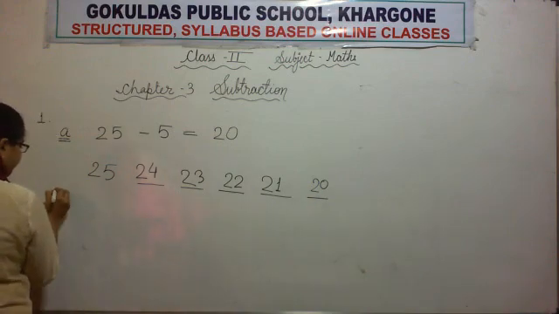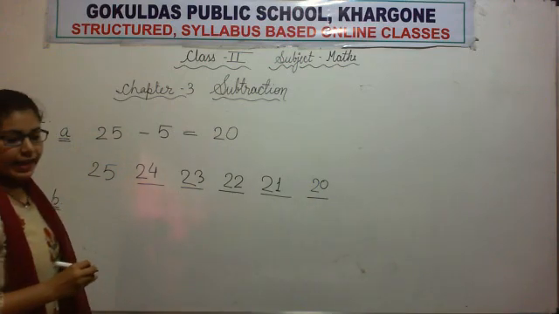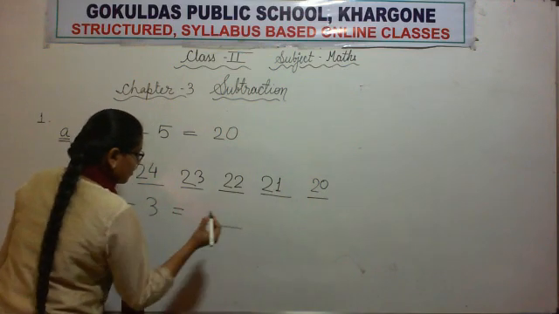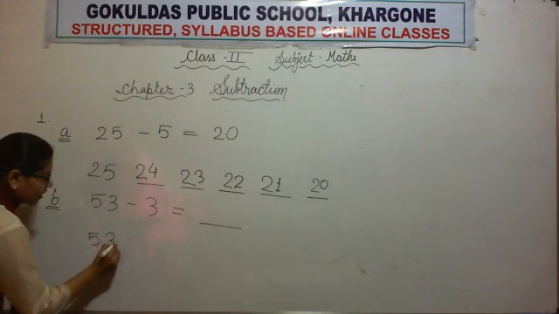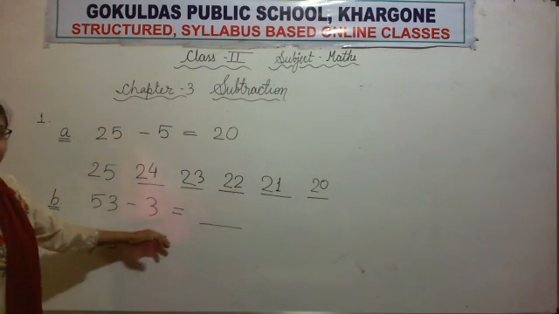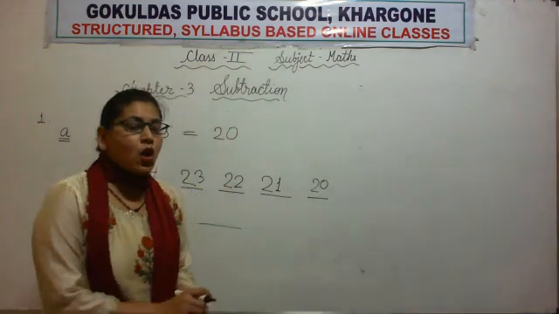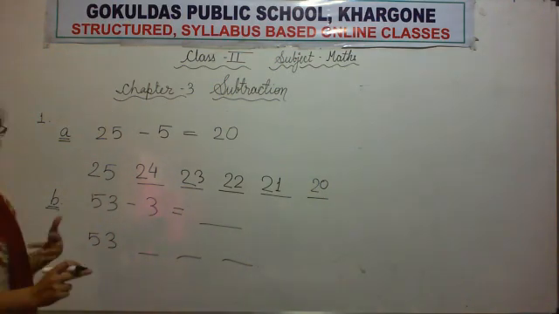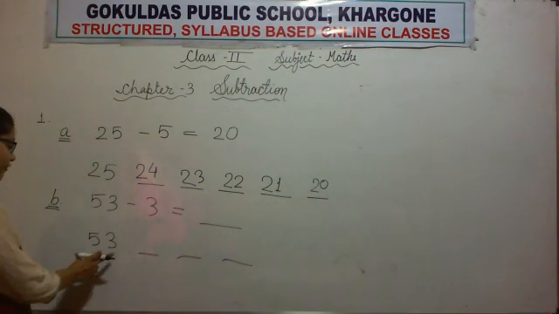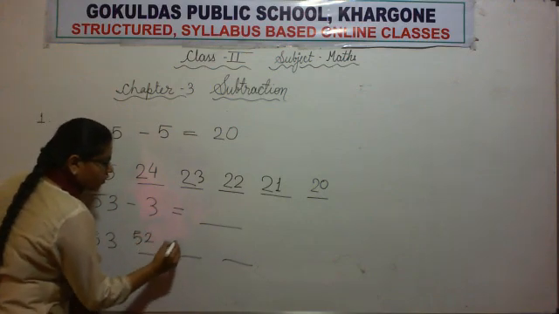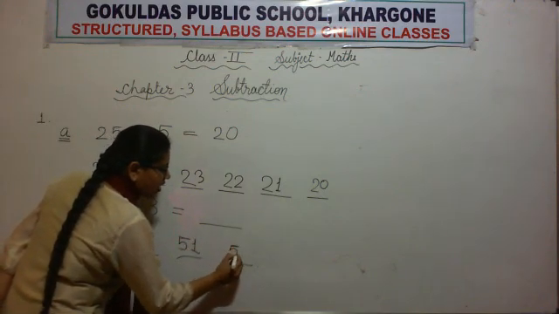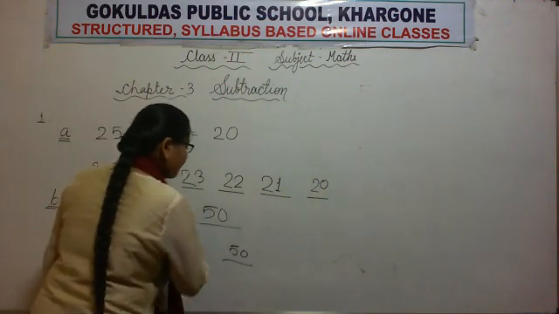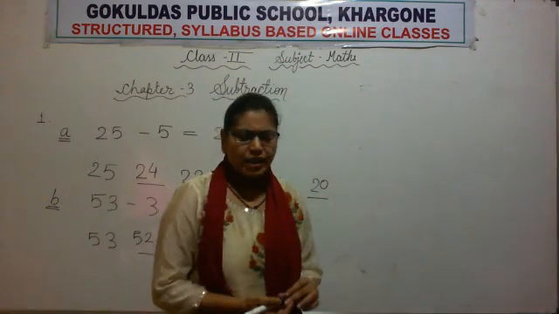Now part B. Part B is 53 minus 3. Okay, so first of all we will write 53. Now how much do we have to subtract? We have to subtract 3. So we will make 3 blank places. Now what will we do? Now we will count backward. 53, 52, 51 and 50. So we stopped at 50. So our answer is 50. This is very simple. Subtraction is very simple.